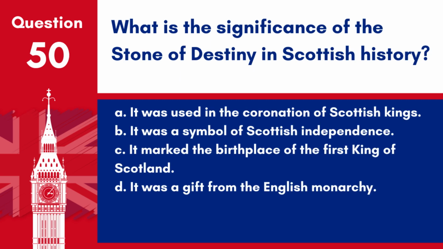Question 50. What is the significance of the Stone of Destiny in Scottish history? A. It was used in the coronation of Scottish kings. B. It was a symbol of Scottish independence. C. It marked the birthplace of the first King of Scotland. D. It was a gift from the English monarchy. Answer: A. It was used in the coronation of Scottish kings. The Stone of Destiny is significant in Scottish history, as it was traditionally used in the coronation of Scottish kings.